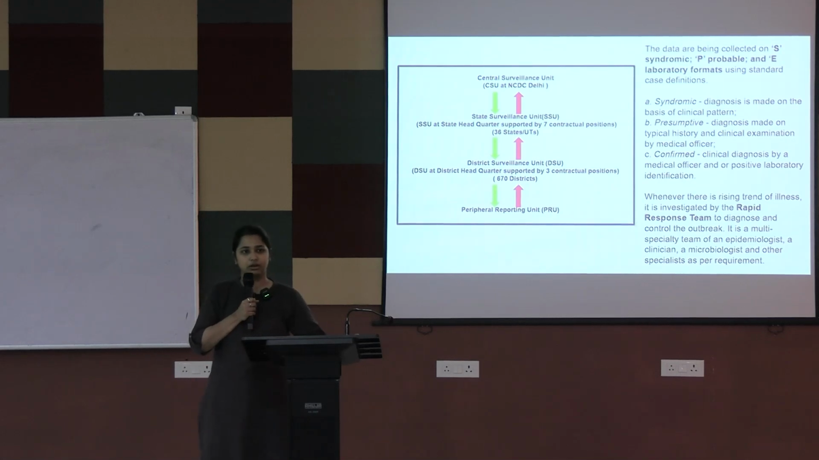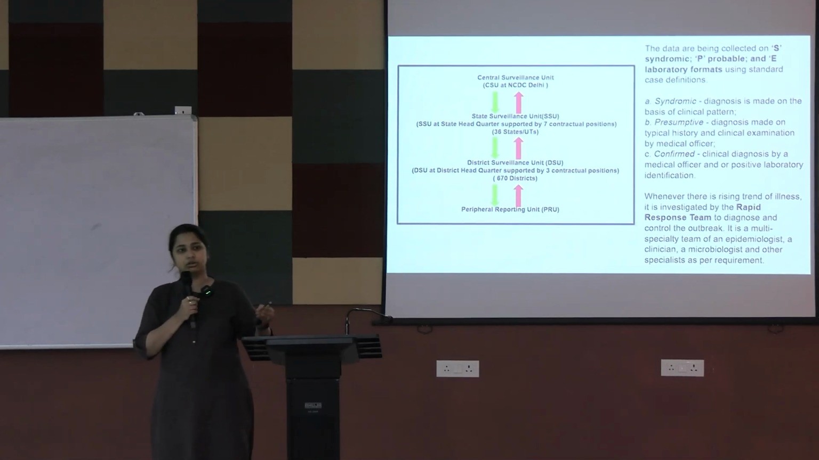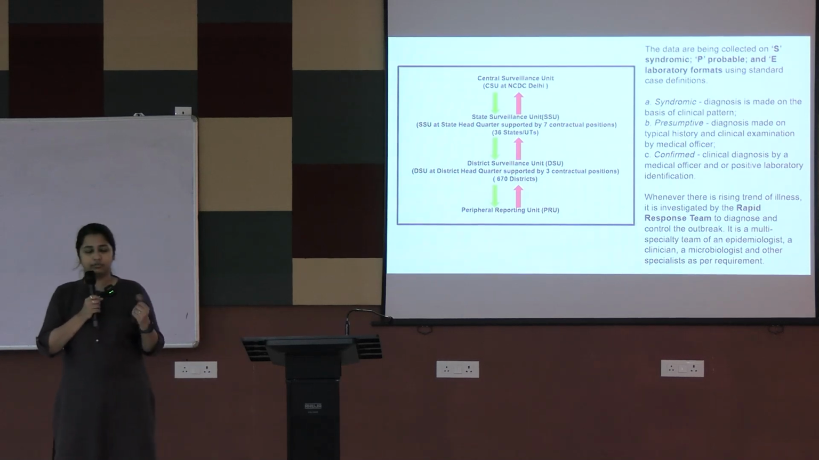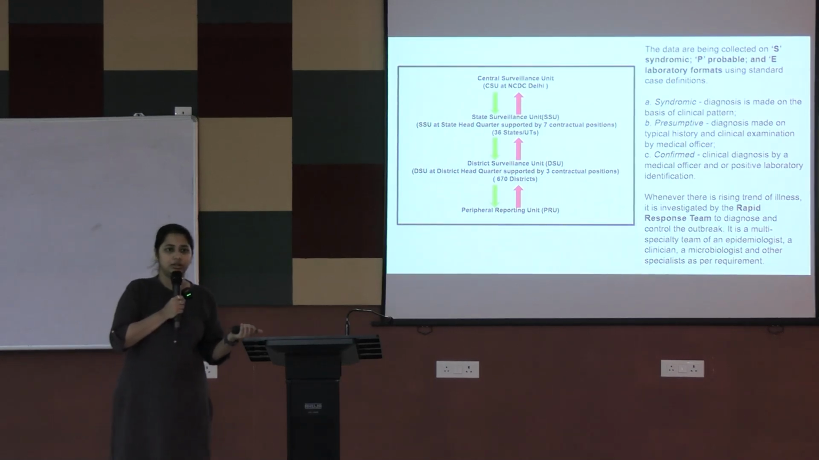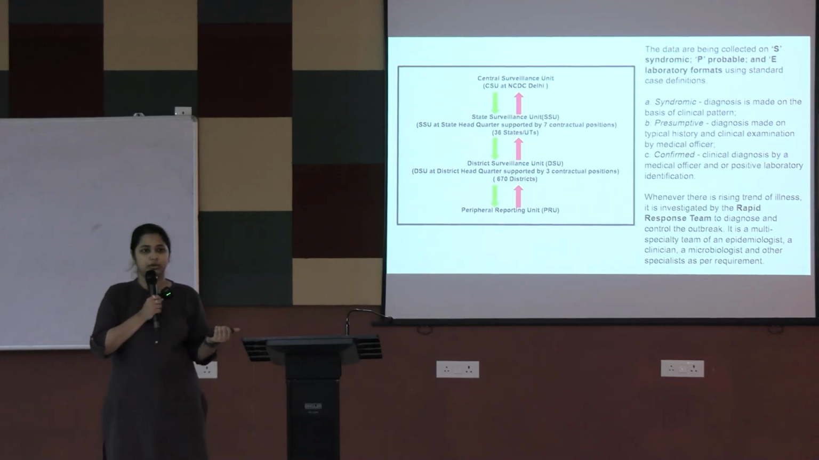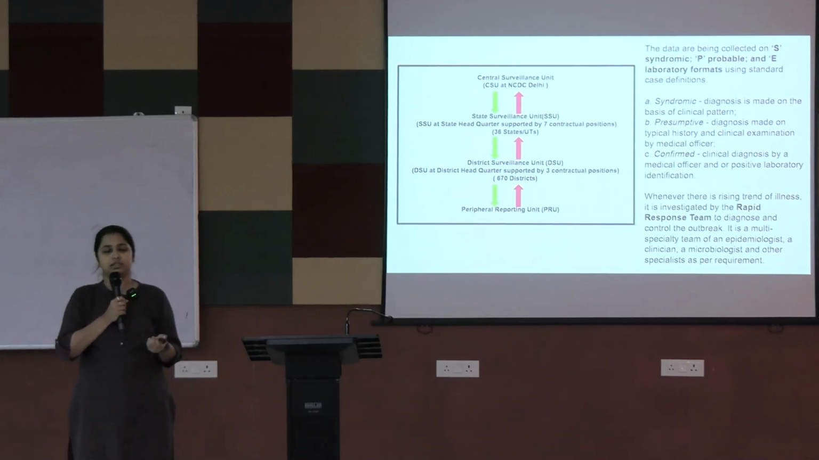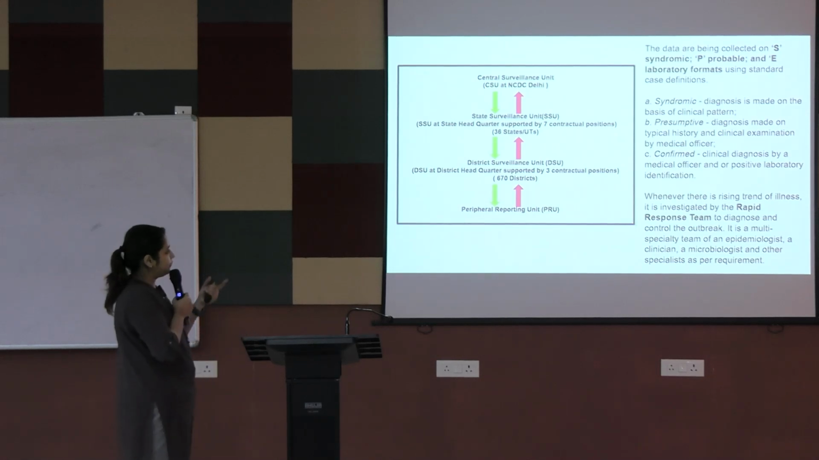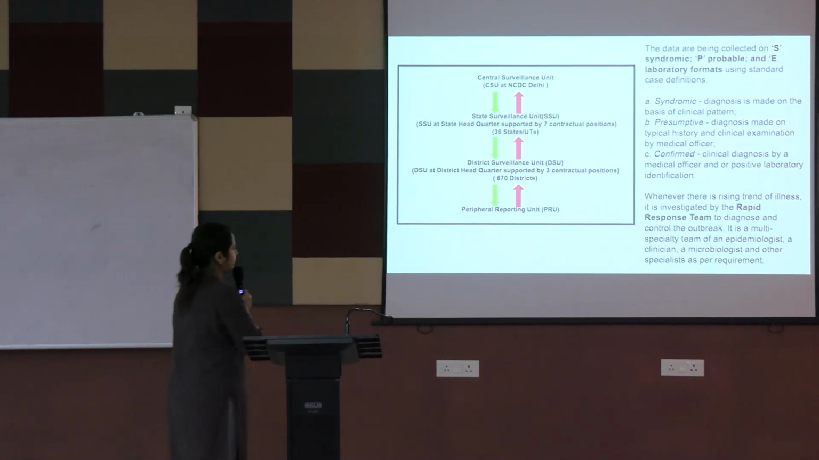In the community, what happens with the syndromic form? ASHA goes house to house and asks whether any problem has been seen in anyone. If there is something worth noting, they fill it under S form. Then if the medical officer is diagnosing it by clinical examination and history taking, then it is probable, and if it is confirmed by a lab investigation, then it is the confirmed case filled under the E form or the laboratory form.